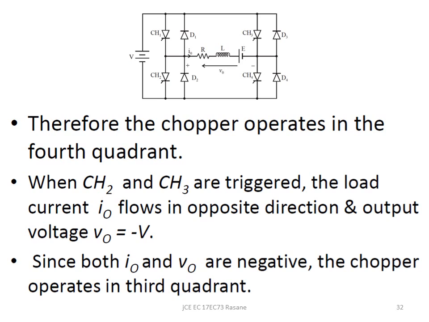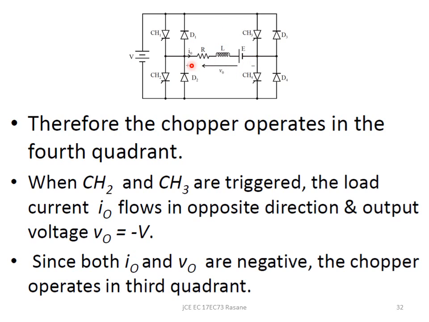Therefore, the chopper cooperates in the fourth quadrant operation. When choppers CH2 and CH3 are triggered, the load current is going to flow in the opposite direction, and the output voltage V naught would again be negative, because this chopper will connect the input supply's negative voltage to this point of the load, so the load will have a negative voltage.